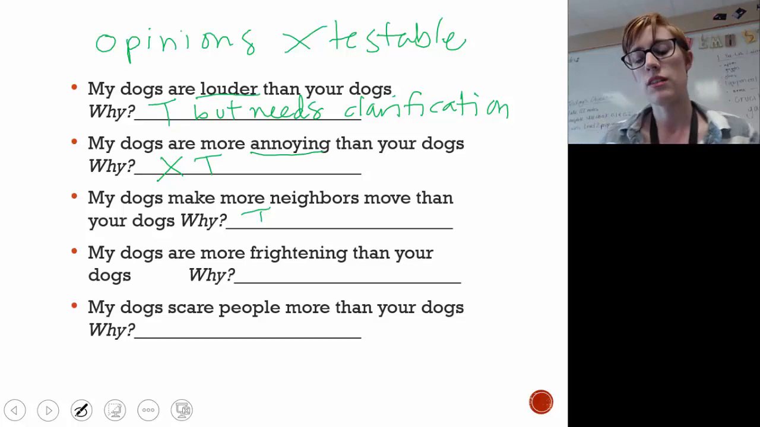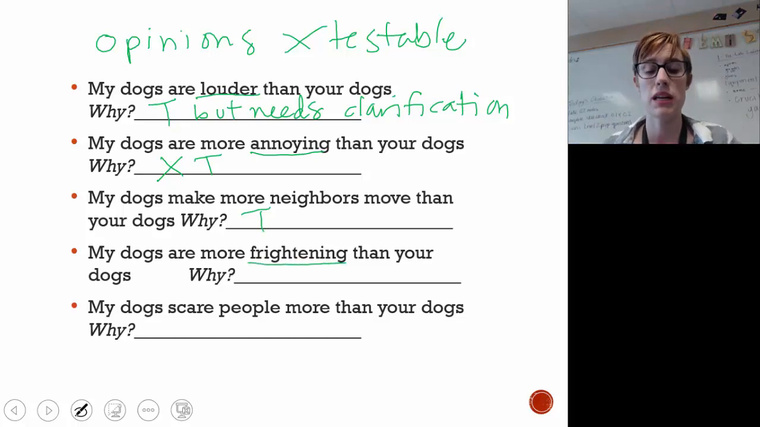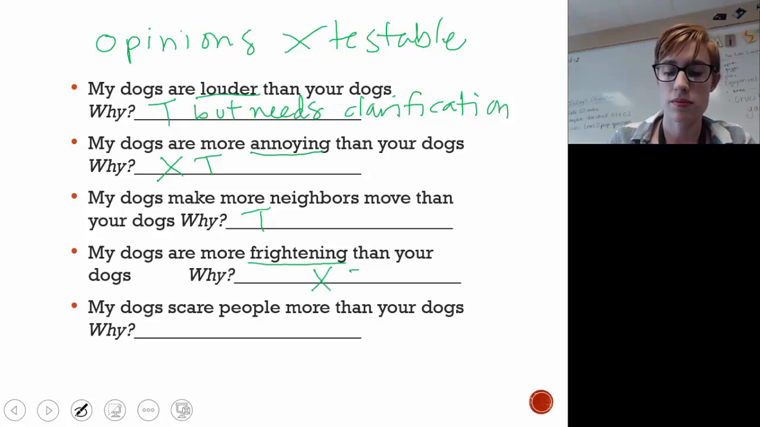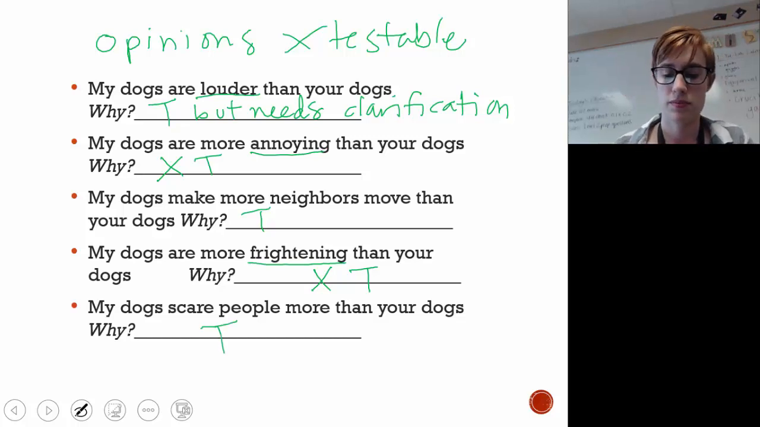What about if I said my dogs are more frightening? Again, frightening is like annoying. It's an opinion, so this is not testable. My dogs scare more people than your dogs. This one can be testable as long as we're not rating the level of scariness. If we're actually counting the number of people that are scared, it's testable.